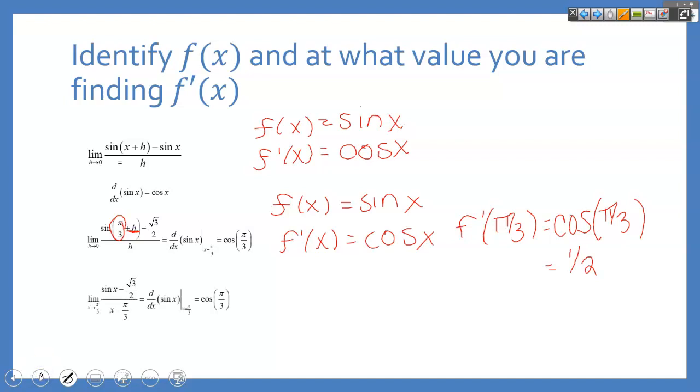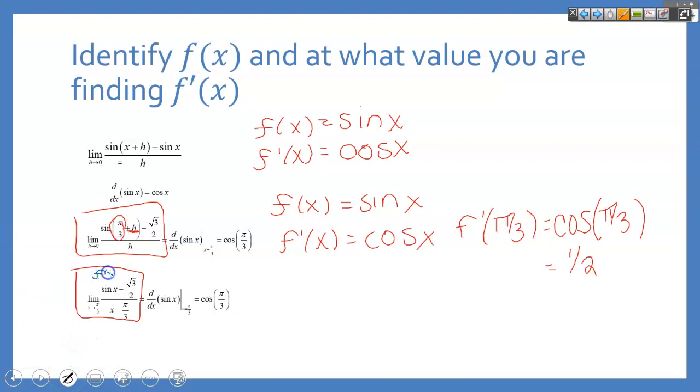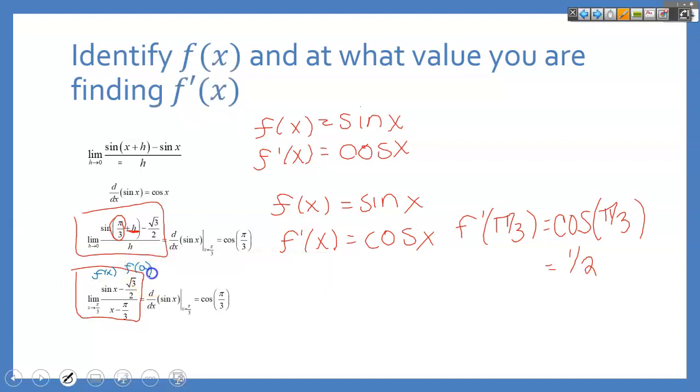And then the last one, exact same problem, exact same answer. However, this is the formal definition of the derivative, and this is the alternate form of the derivative. So again, in the alternate form of the derivative, the first piece is f of x, the second piece is f at a, and then it's over x minus a. And then you would be finding your derivative at f prime of a.